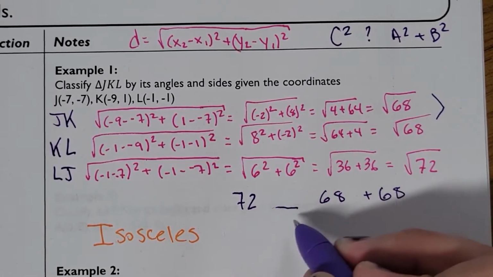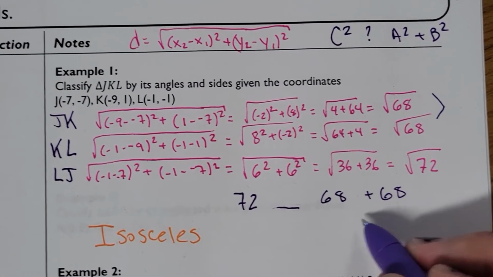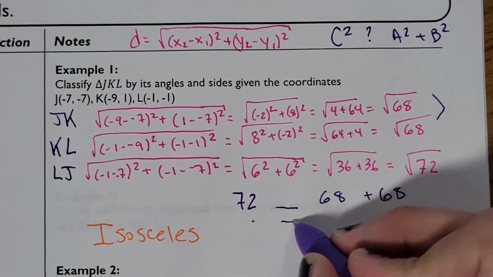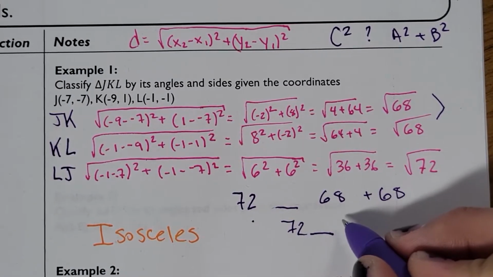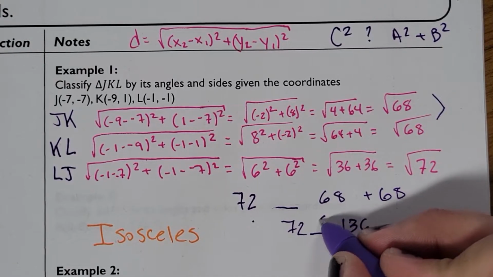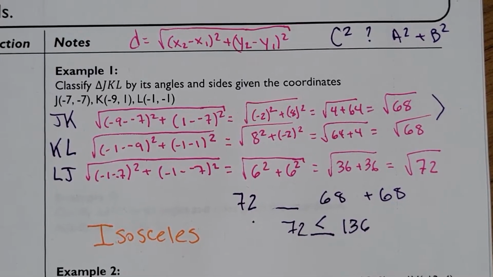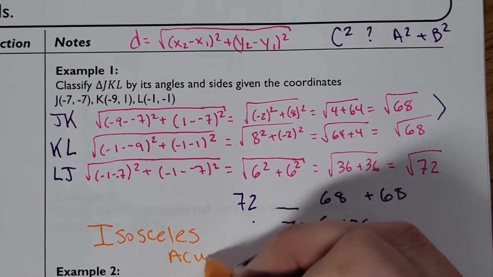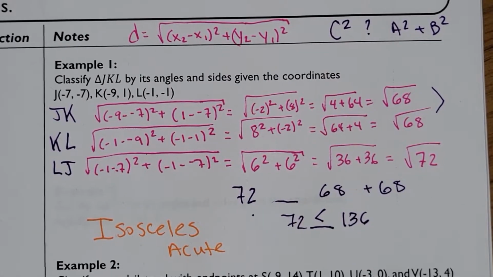Is 72 less than, equal to, or greater than 68 plus 68? And I think that one's kind of obvious, but let's finish setting it up just so we can see it. We're going to get 136 here, so I know 72 is definitely less than 136. So since it's less, it's an acute triangle. So this is an isosceles acute triangle.